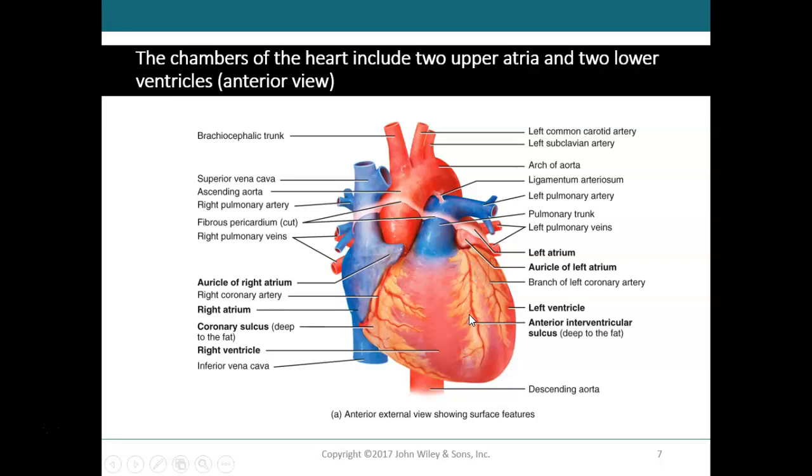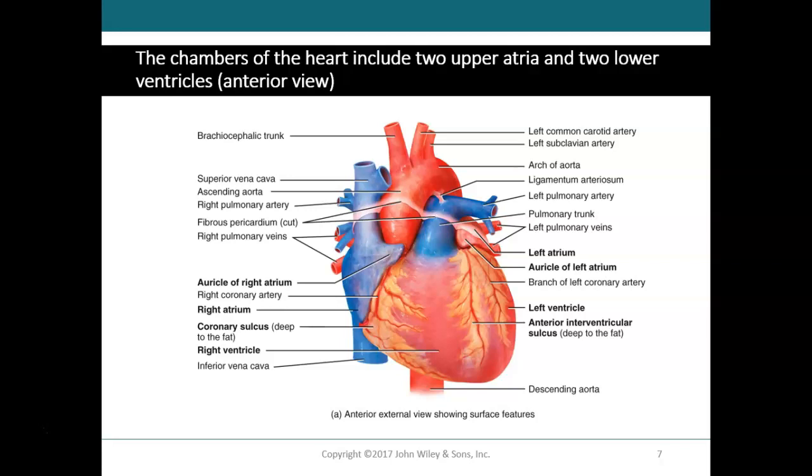The anterior interventricular sulcus is going to be a shallow groove on the anterior surface of the heart that marks the external boundary between the right and left ventricles. The posterior interventricular sulcus, just like we saw with the anterior, is going to be on the posterior surface, and it marks the boundary between the ventricles on the posterior aspect of the heart.